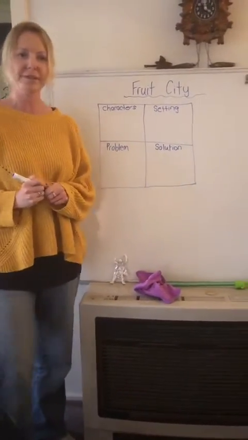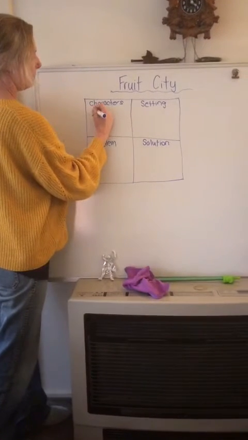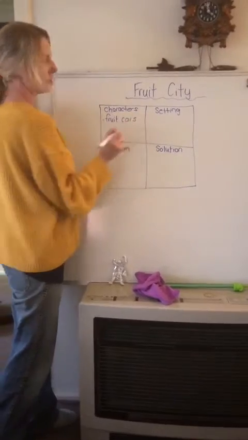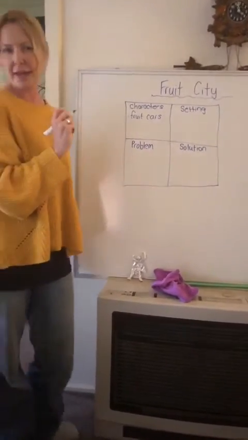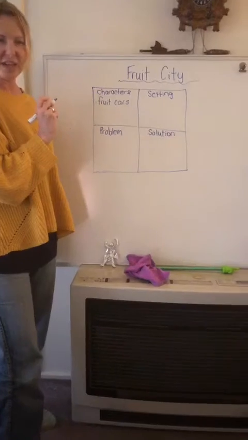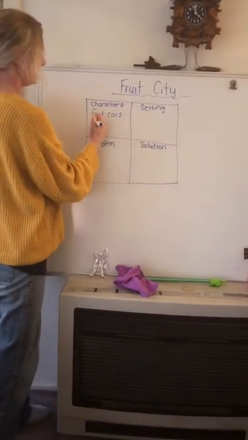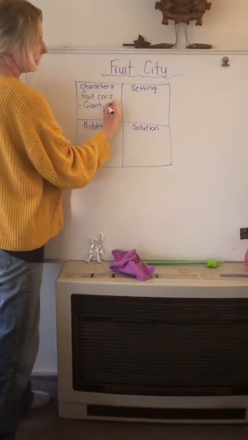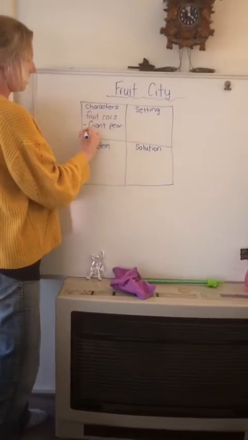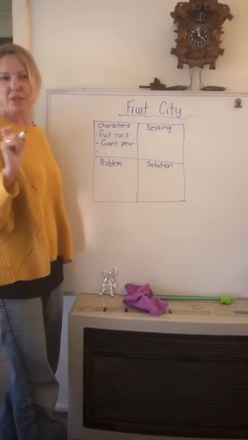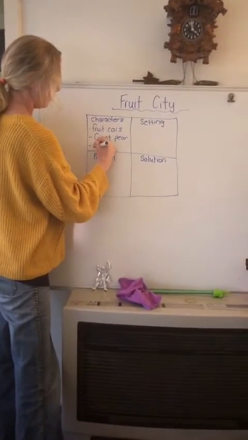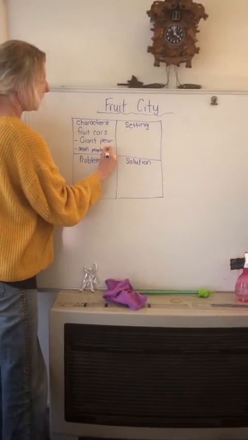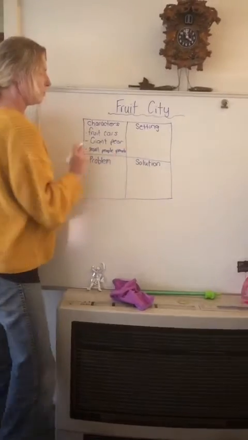So for our story, we've got to have a bit of a think about the characters. So the characters in my story, I've got fruit cars. I'm going to make that giant pear a really evil character. So giant pear is one of my characters. And then I'm going to have some miniature fruit people. So small fruit people that live in the city behind him. So they are going to be my characters, small fruit people.